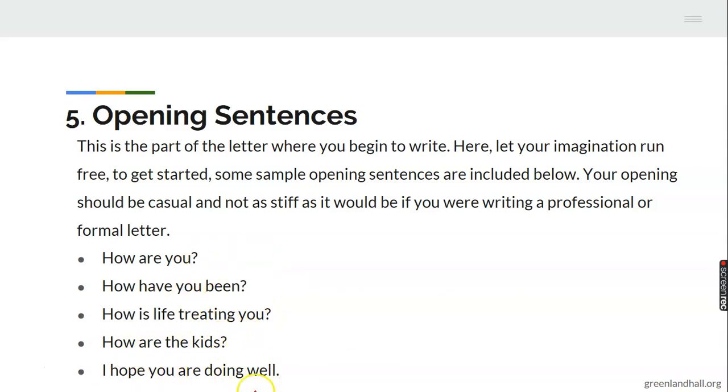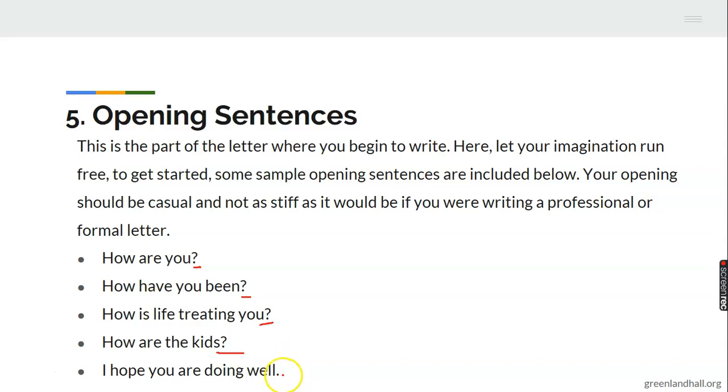Now, note something here in the opening sentences. Here is a question, how are you? So it carries a question mark. How have you been? It's a question, it carries a question mark. How is life treating you? It carries a question mark. How are the kids? It also carries a question mark. Now, any other thing coming after this should start with a capital letter. Any word coming after this question mark, you start with a capital letter in your writing. And then now look at the difference. This last one, I hope you are doing well. It is not a question, and so it doesn't carry the question mark.